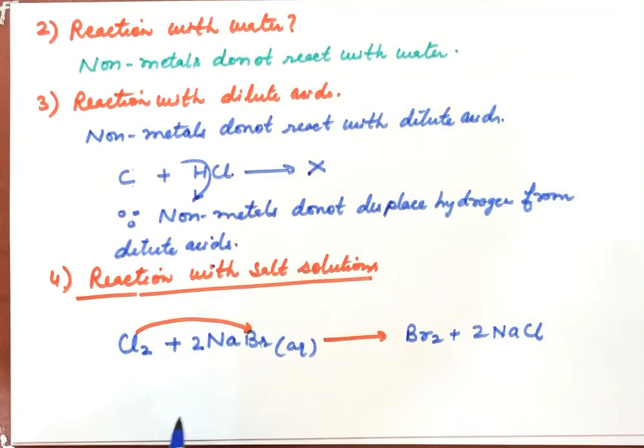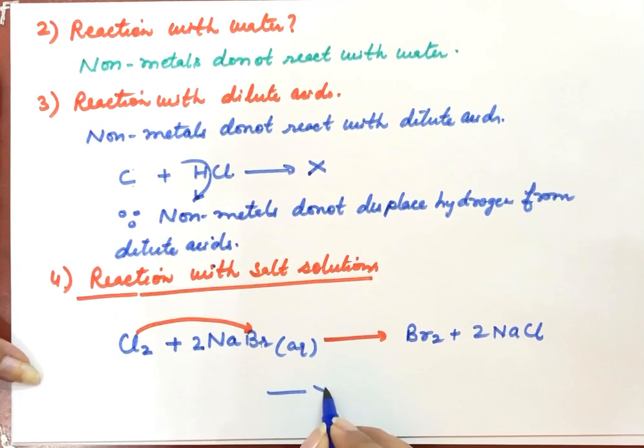So even in this case, this reaction takes place when a more reactive nonmetal is there and the less reactive nonmetal is in the salt solution. So a more reactive nonmetal can displace the less reactive nonmetal from its salt solution. So these are the chemical properties of nonmetals.